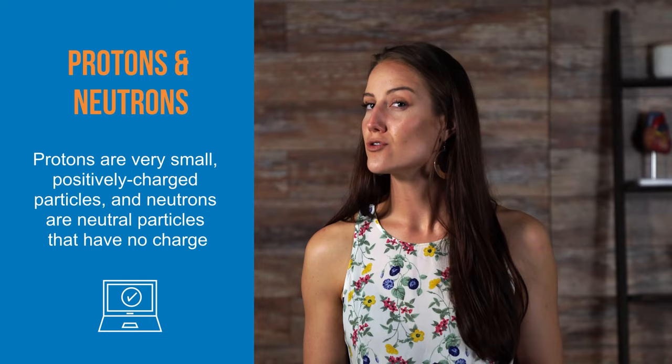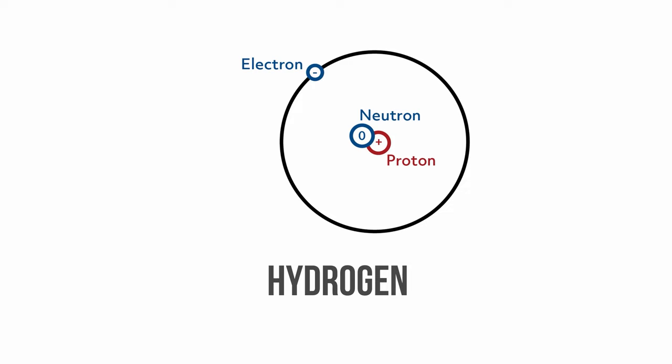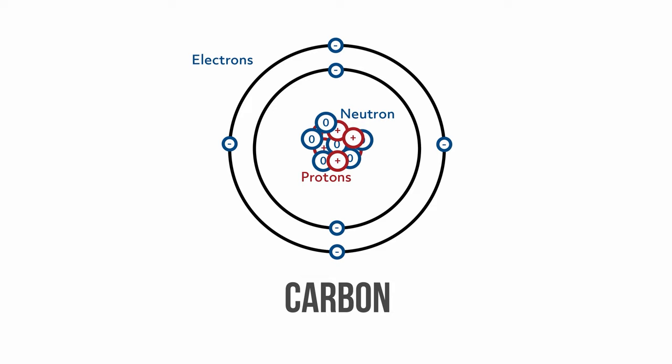Atoms can have just one proton, or they can have multiple. A group of atoms that all have the exact same number of protons are called an element. For example, hydrogen is an element with one proton in the nucleus, and carbon is an element with six protons. In general, an atom will have a specific number of neutrons in the nucleus, meaning the atom won't lose or gain any neutrons for a very long time. This is called a stable atom.